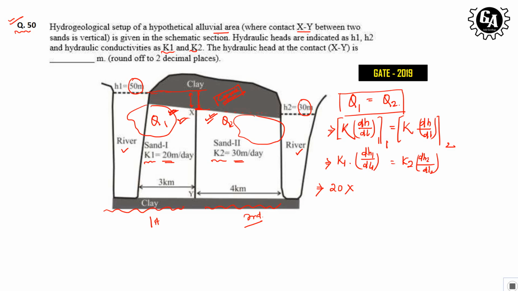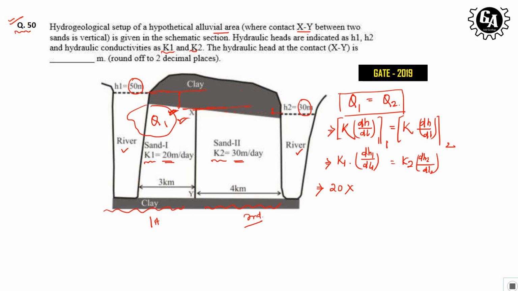If we draw a line, let us clear it, because the water surface will be a flat surface. This 30 meter is falling below this height at the XY interface, and this point is falling above. So let this height be x.